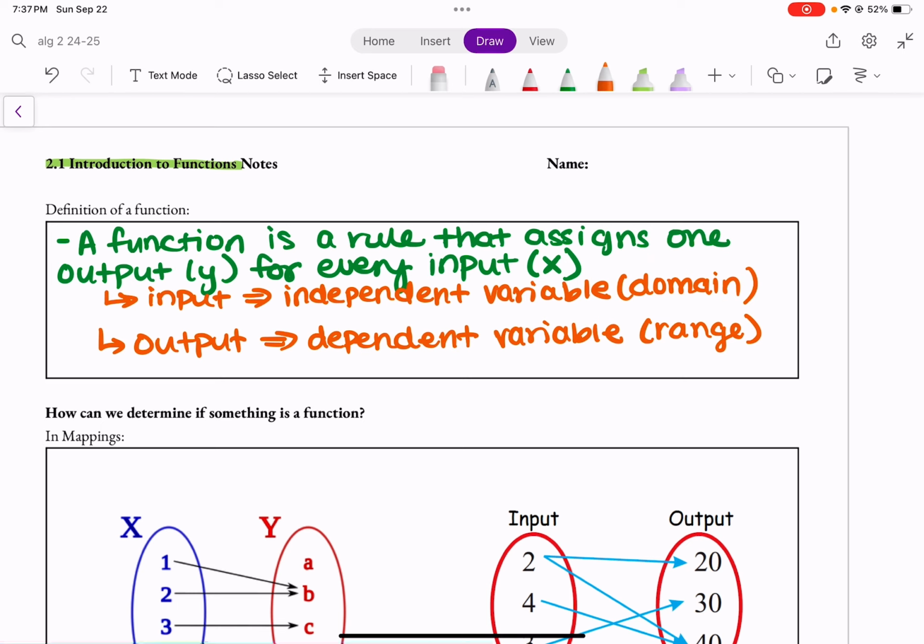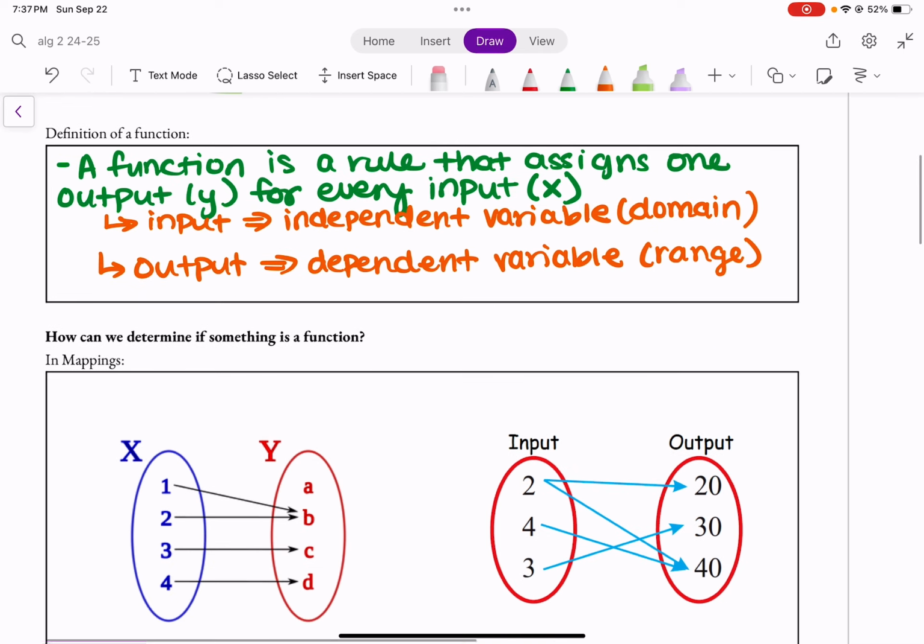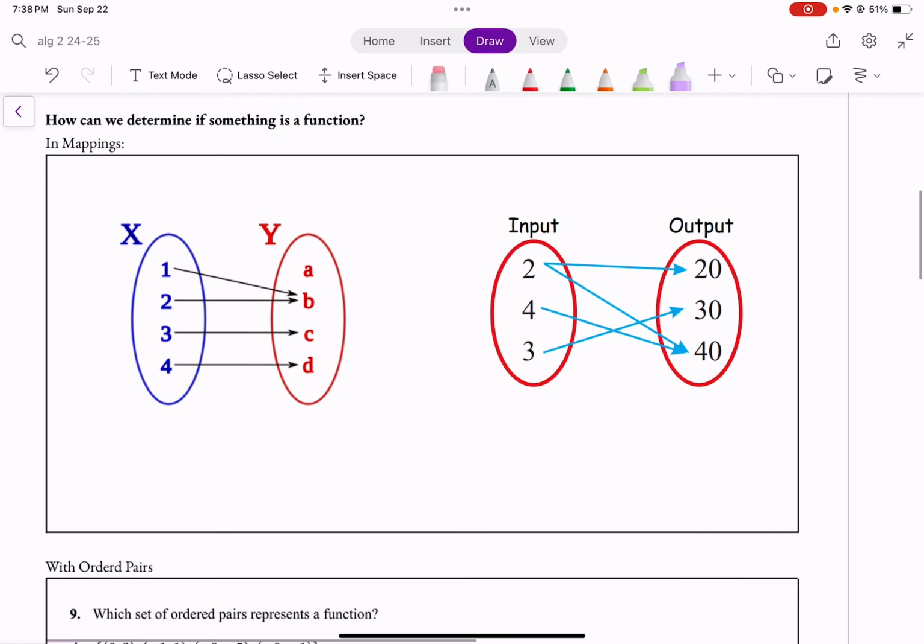So functions can be represented in mappings, ordered pairs, and graphs, okay? So just to repeat, there has to be only one output for every input, okay? So this whole lesson is going to be on how can we determine if something is a function. So the first type of thing that we're going to look at is mappings. These are what we call mappings, okay?